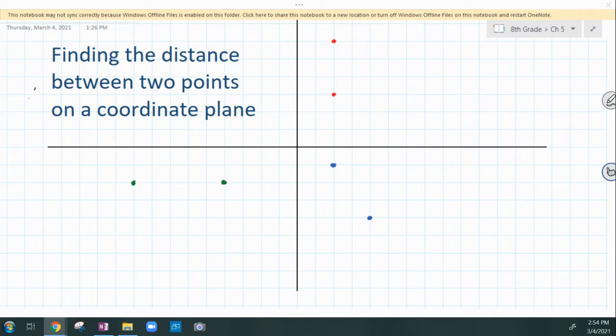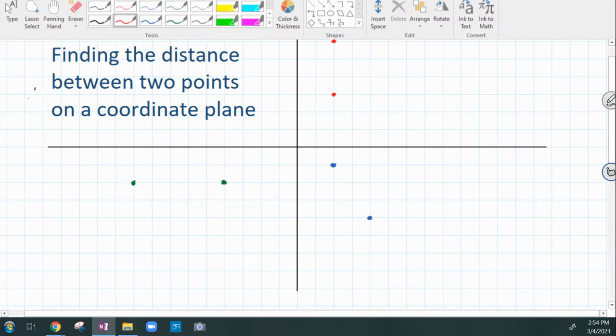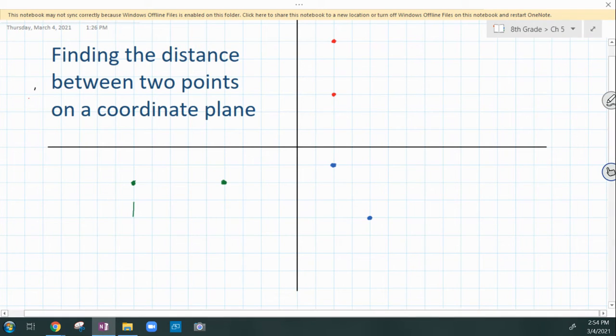Let's get to it. We are finding the distance between points on a coordinate plane. So let's focus in on the green points. Can you find them? The green ones. If you are colorblind and you can't see those points very well, those are the green points. How far are those 2 points away?